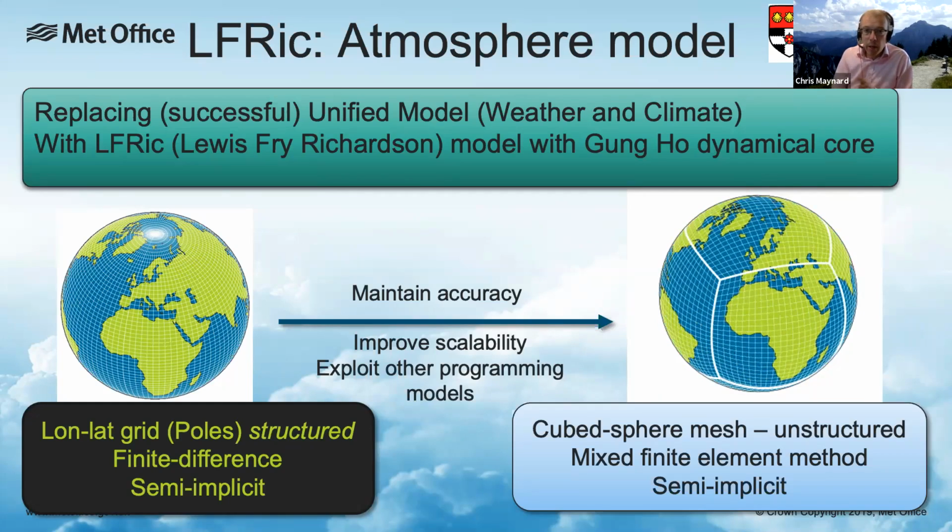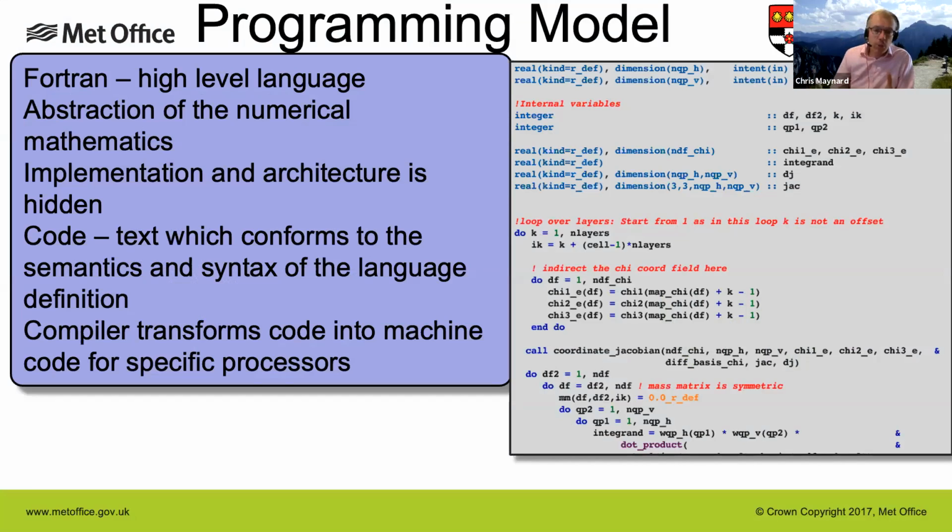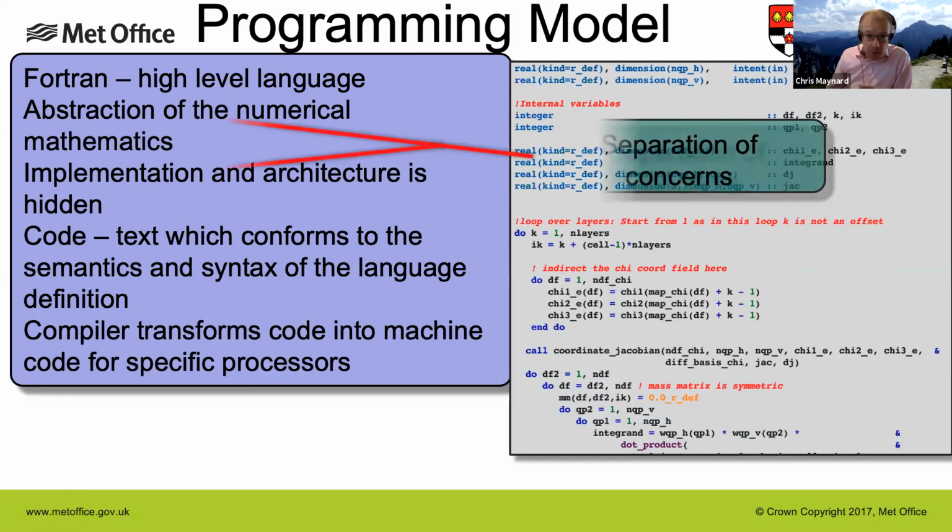So if we're going to start again, how should we structure our code? How should we write our code? What should we do? We need a programming model. So we've stuck with Fortran. It's a high-level computing language. You've all heard of Fortran, right? Here's some Fortran on the right.